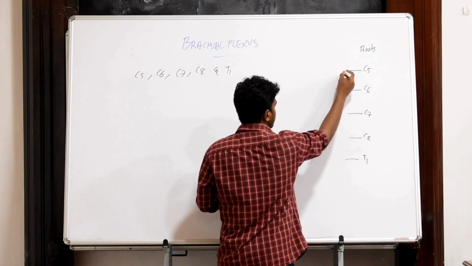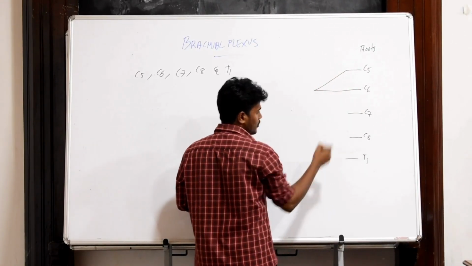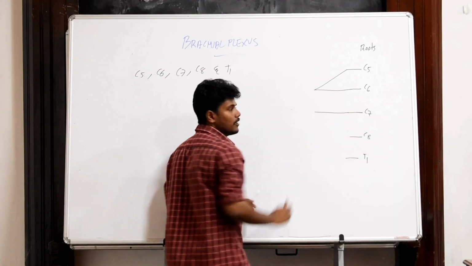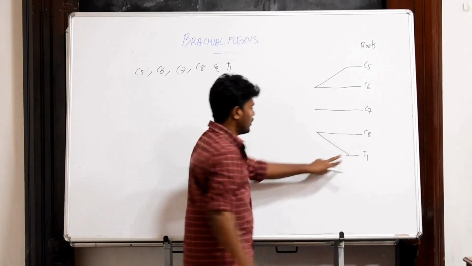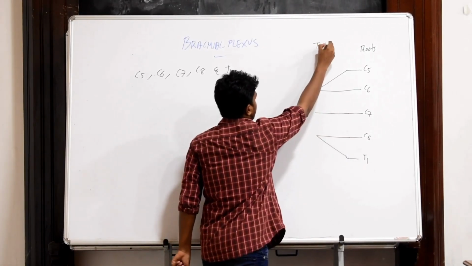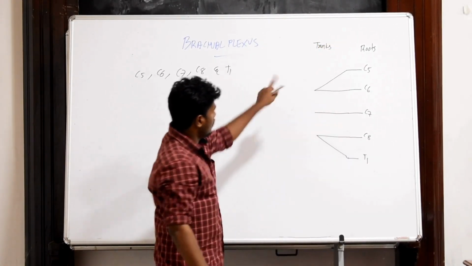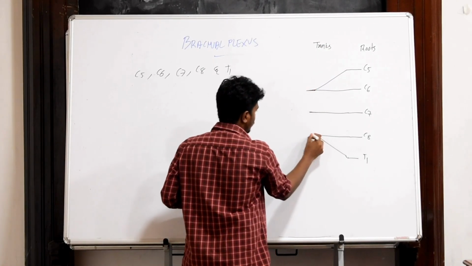The C5 and C6 roots unite to form the superior trunk or the upper trunk. The C7 root continues as the middle trunk, and C8 and T1 unite to form the inferior trunk. So these are the trunks: the superior trunk, middle trunk and inferior trunk.